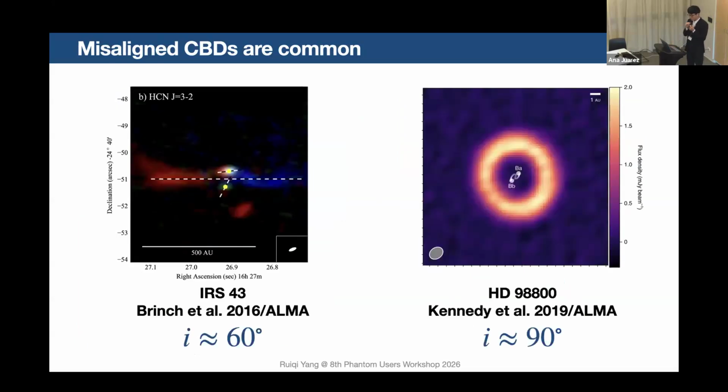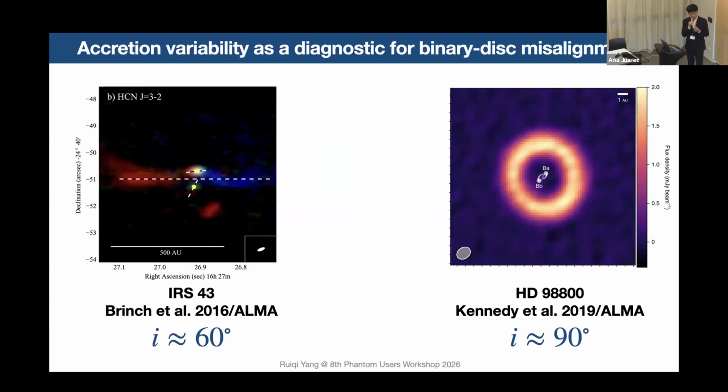And observationally, we already know several systems that are misaligned, such as LS43, the left figure. The disk is misaligned by about 60 degrees, and the right figure is HD98800. The disk is misaligned by about 90 degrees. So this naturally leads to our motivation of the work. How does such a misaligned circumbinary disk evolve, and how does the misalignment affect the binary accretion variability? Can the accretion variability serve as a diagnostic for the binary disk misalignment?